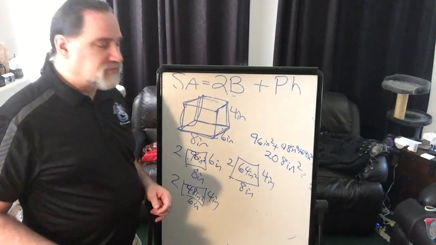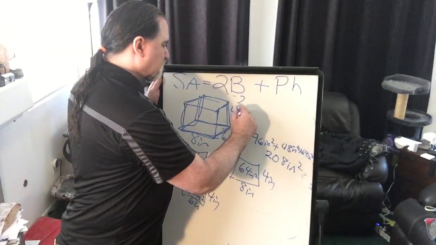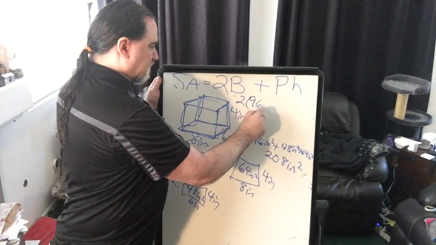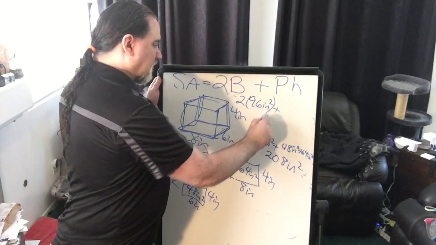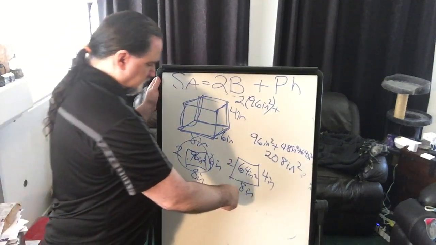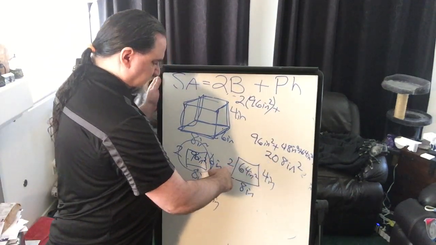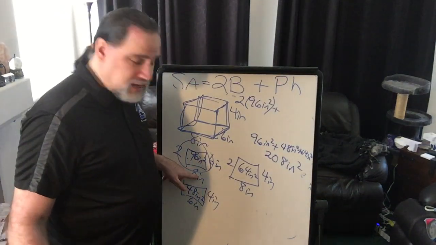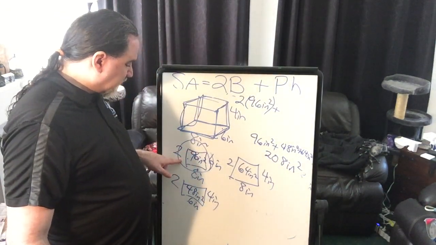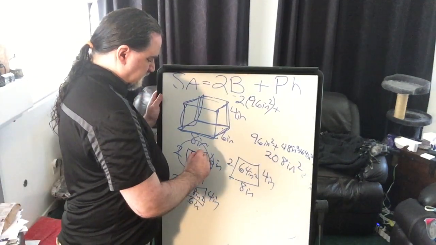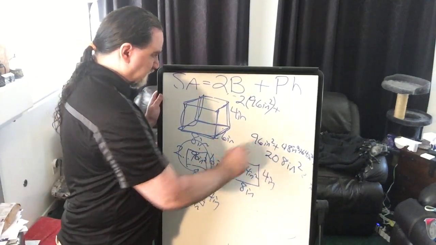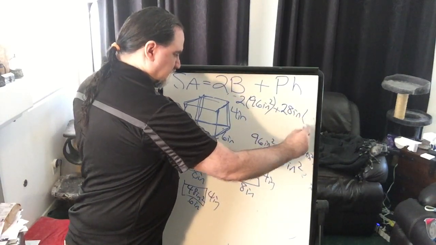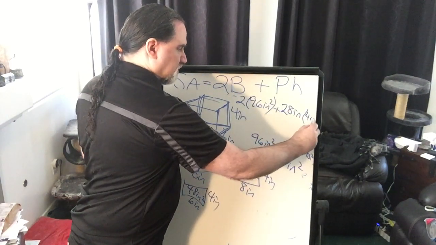What if we just plugged it into the formula here for a second? So 2 times B, well, B we determined was this, so that's 96 inches squared, plus 8 plus 6 plus 8 plus 6, that's the perimeter of this. All right, this is my base. 8 plus 8 plus 6 plus 6 is 28 inches. That's the perimeter. Times the height, which is 4 inches.